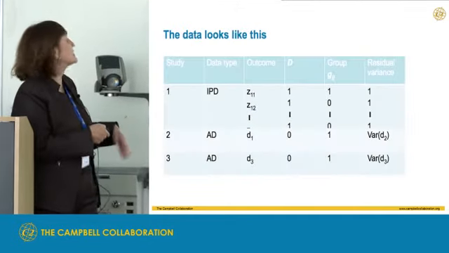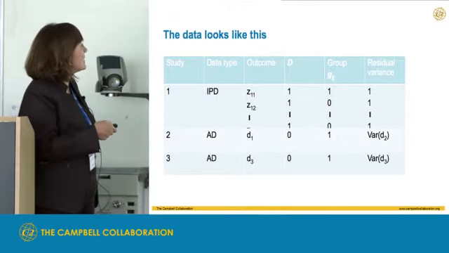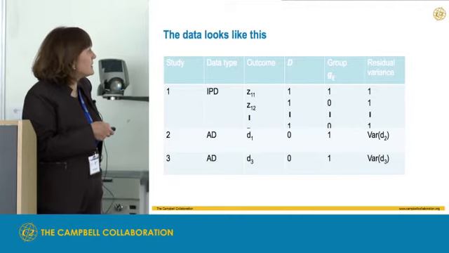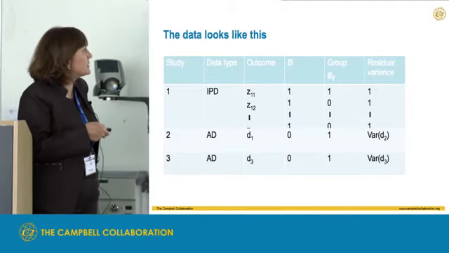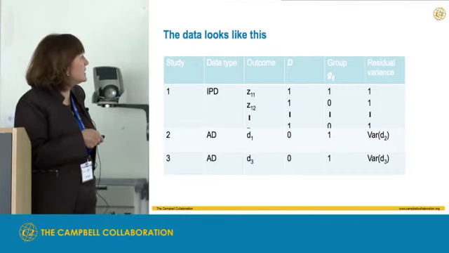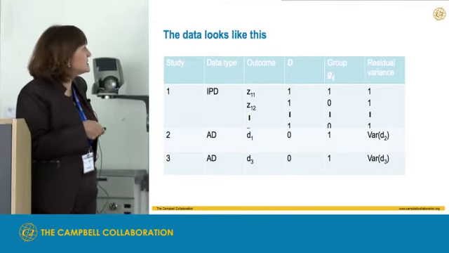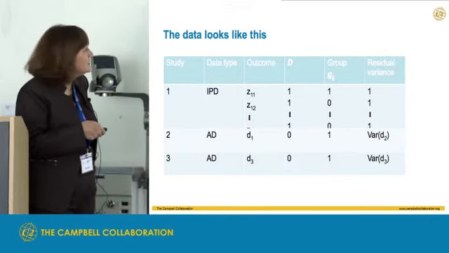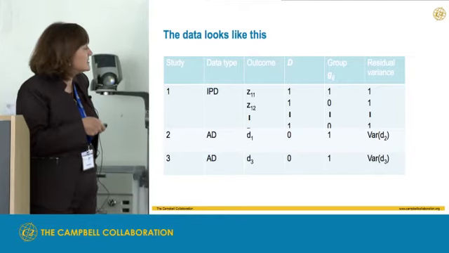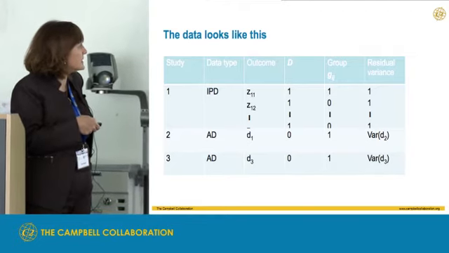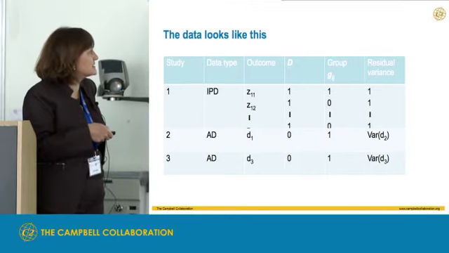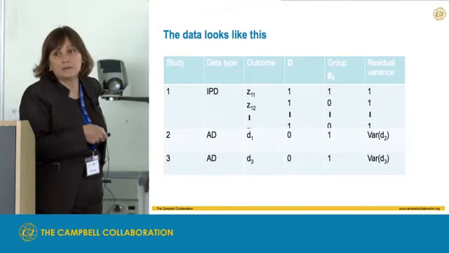So the study data looks something like this. For an IPD study, we have our individual outcomes, our indicator that these are all from the IPD studies, what group each of the individuals are in, and a residual variance. And for the aggregated data studies, we just have one case. We have their outcome, their standardized mean difference. They're obviously from the aggregated data, so they have a 0 here. We give them a 1 for the group, and their residual variances are the variances for the effect size.